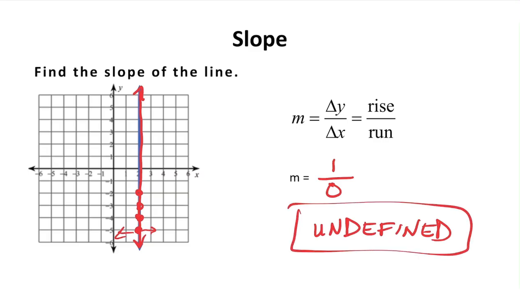You can just memorize that if you want to, because you'll have a bunch of these. If it's horizontal, it's 0. If it's vertical, it's undefined. Most of the time, you're going to have a different line, and it's going to have a slope, okay? And it's going to have a regular number for a slope.